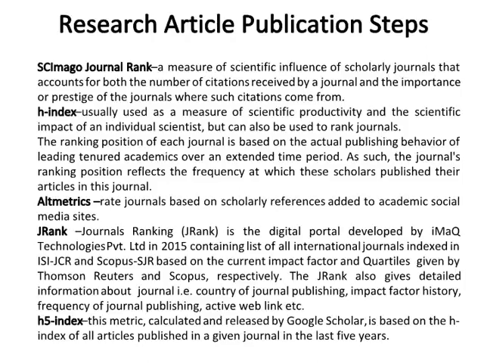H5 index. This metric, calculated and released by Google Scholar, is based on the H-index of all articles published in a given journal in the last 5 years.